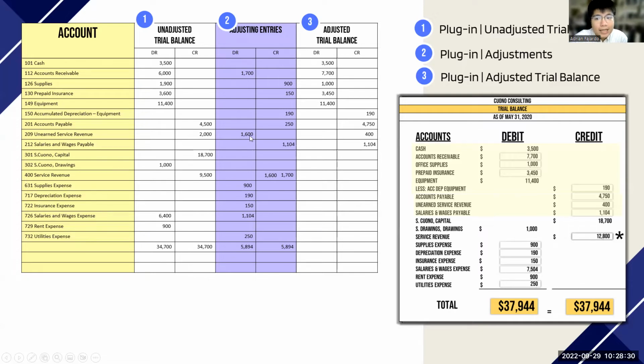So the normal balance of a liability is a credit. Since this is a debit, we subtract it from 2,000. So 2,000 minus 1,600 is equal to a credit of 400, right?